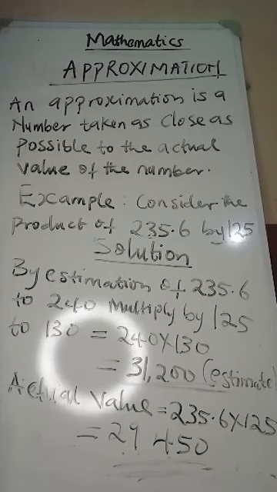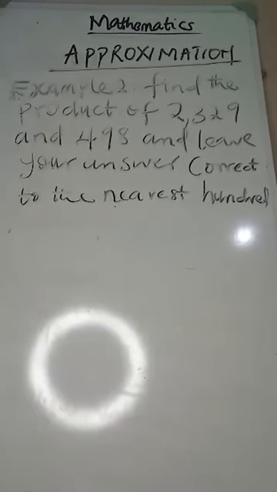Now, in approximation, you have to follow the instruction closely. When you are asked to get the actual value, you get the actual value. When you are asked to get the approximated or estimated value, you get that. We have an example on the board. Find the product. Product means multiplication, for some of you who don't know. Find the product of 2,329 and 498 and leave your answer correct to the nearest 100.